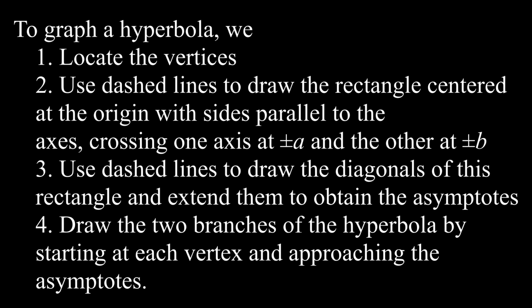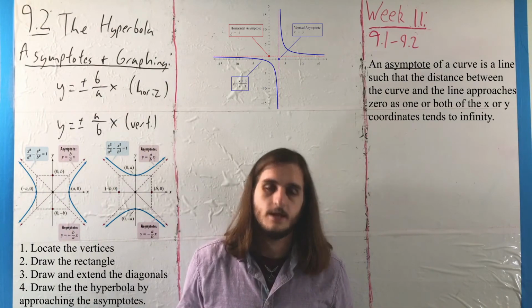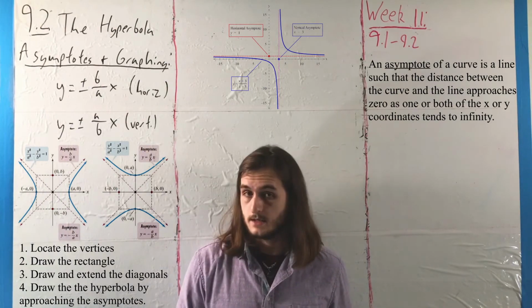So we're kind of making a box around the middle that's going to tell us essentially where the vertices are. And then from there, we draw the diagonals through the rectangle and use that to make our asymptotes. And then we draw the branches of the hyperbola starting at the vertex, each vertex that is, the two vertices, and approaching those asymptotic lines. Where, to understand this, like always, we're going to take an example.